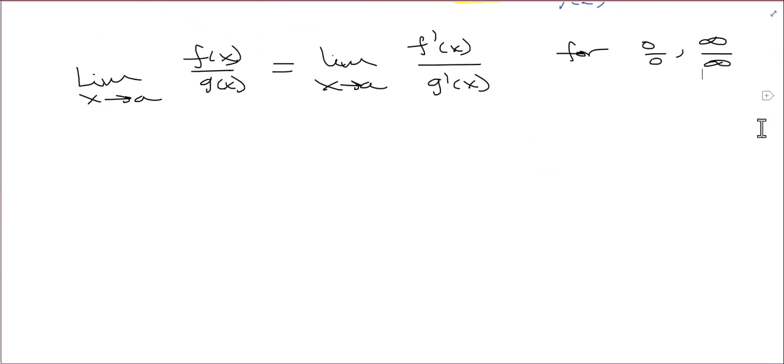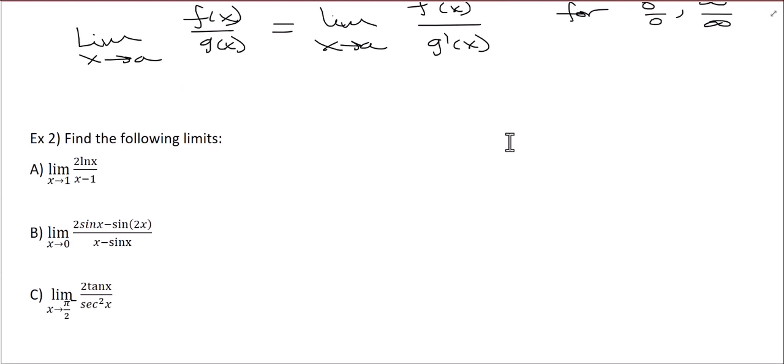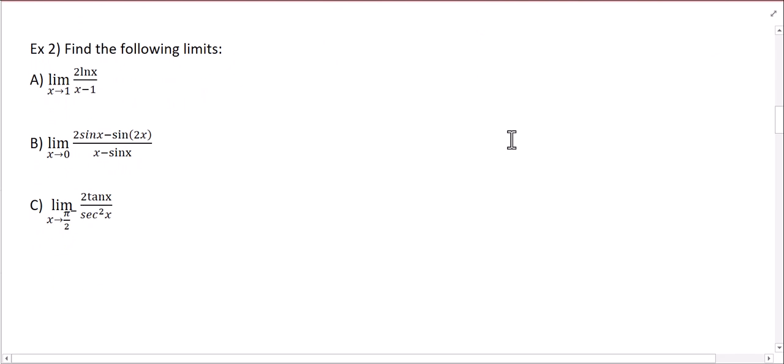So let's try a few examples, hopefully different than the ones that you saw on the other video that was assigned to you. So let's start with this 3, and let's see what form they are. Do we have an indeterminate form, or can we just plug in the value and we're done? So when I plug in 1 to ln of 1, well, ln of 1 is 0, and 1 minus 1 is 0. So I have 0 over 0, so L'Hopital's rule applies.